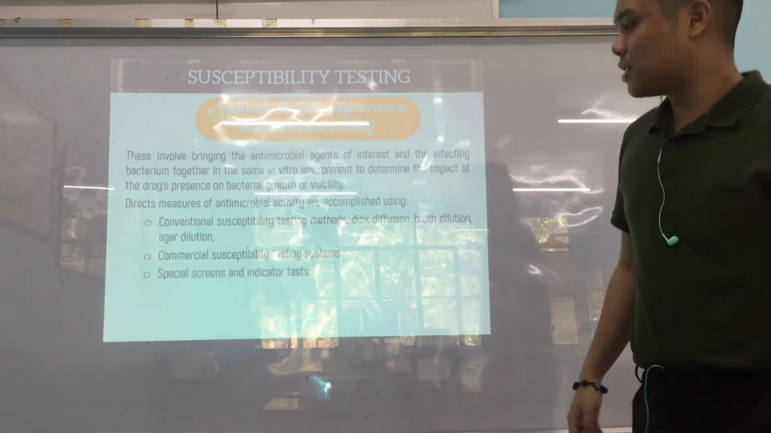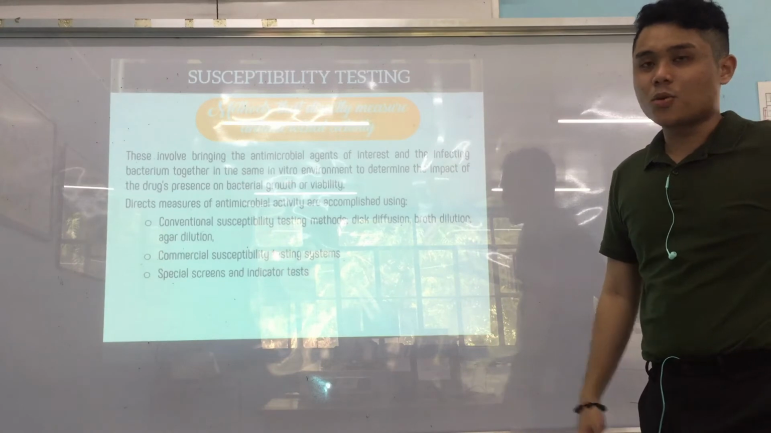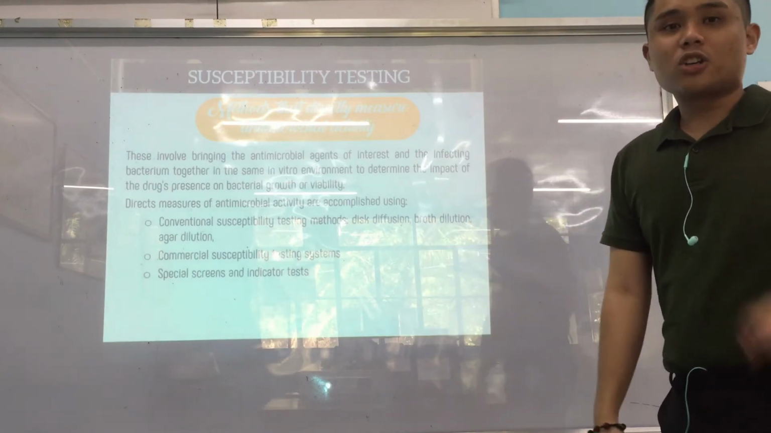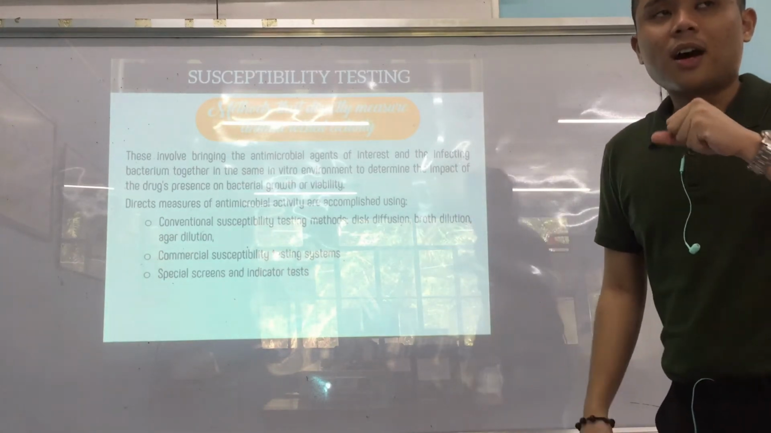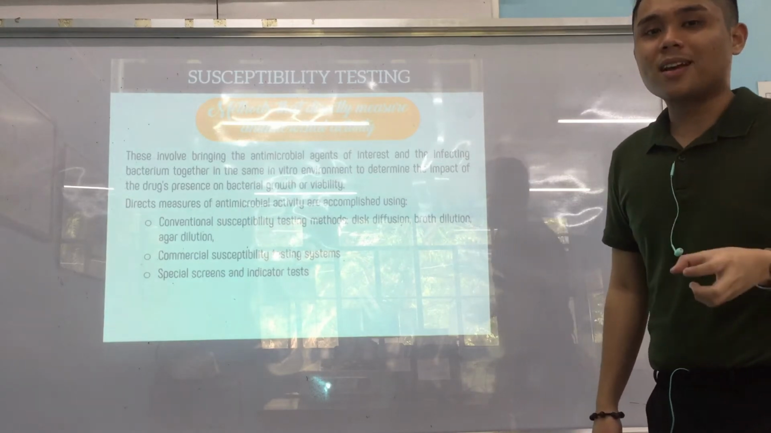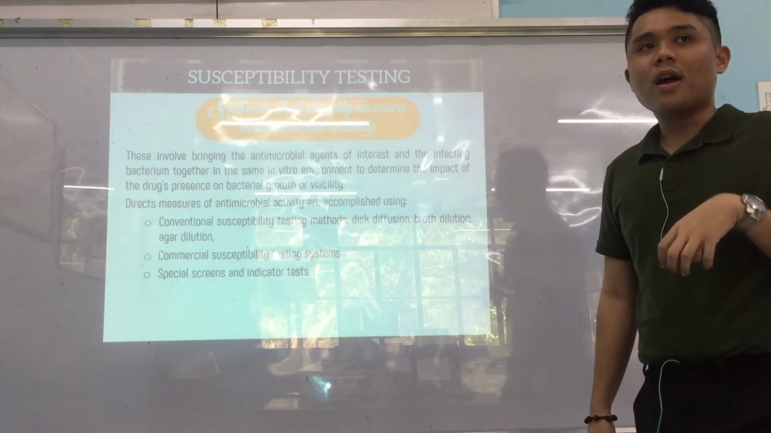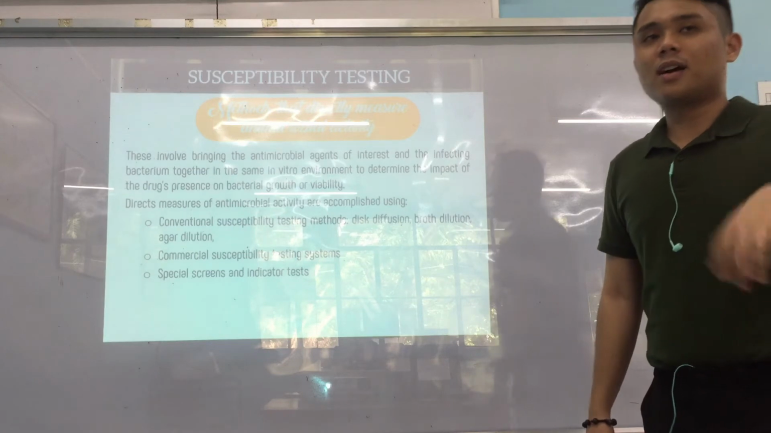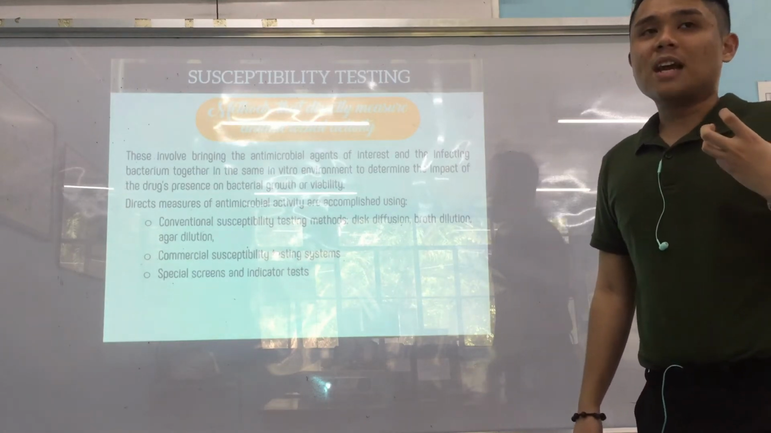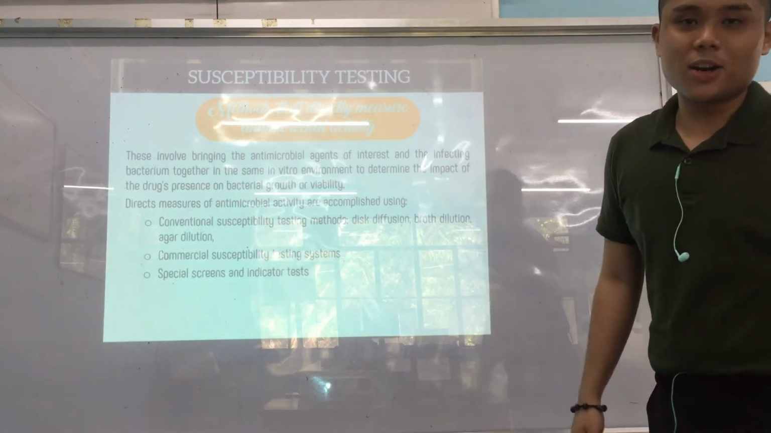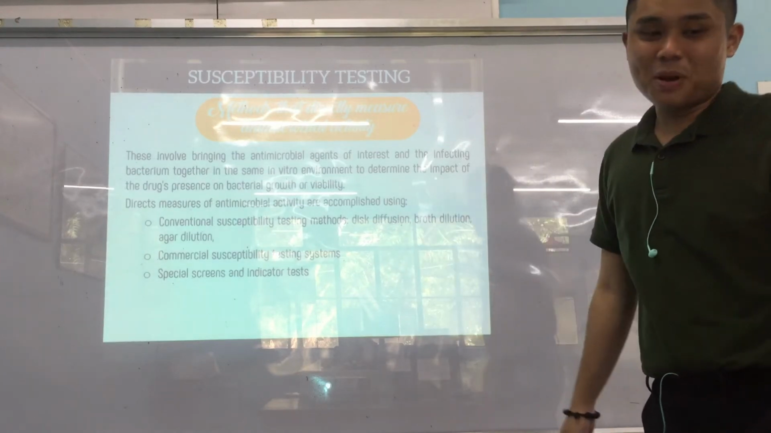And last is special screens and indicator tests. These are usually tests that are specific or special, mostly for detection of resistance, like resistance of an organism to beta-lactam drugs, or to determine if it is resistant to chloramphenicol, things like that. So those are the special tests.